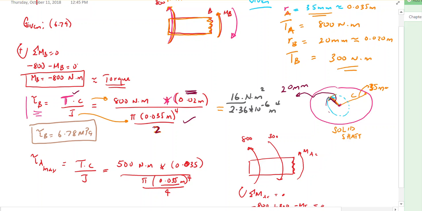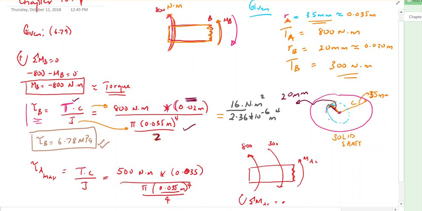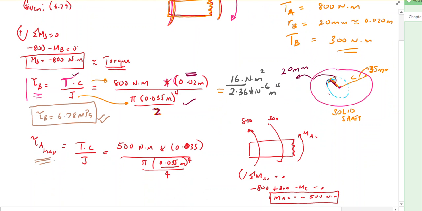So, this is not your maximum stress. This is your shear stress at B. Okay, and it's not the maximum shear stress. Now your maximum shear stress would be at A.